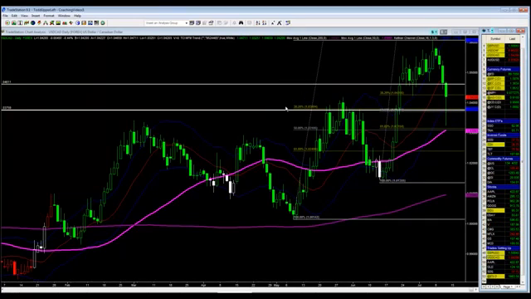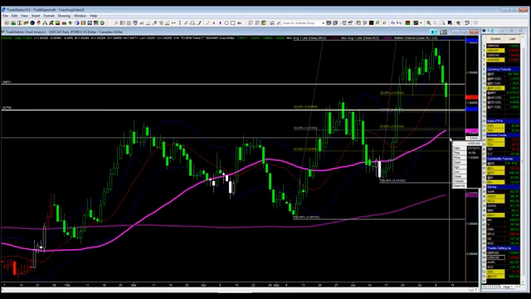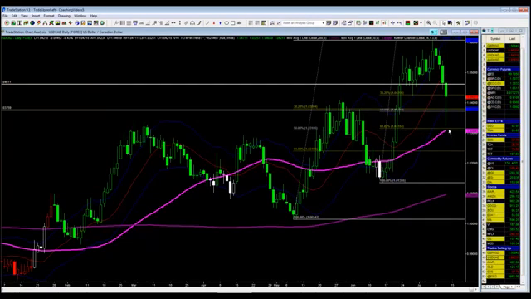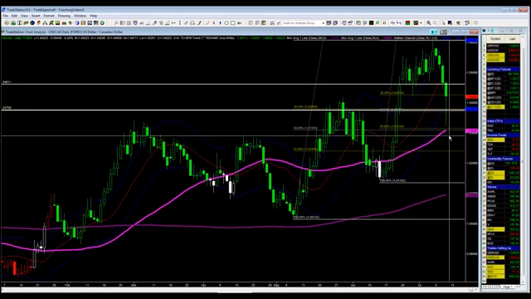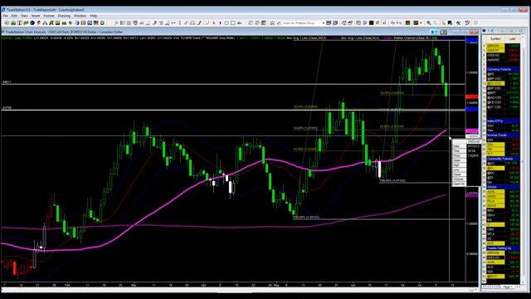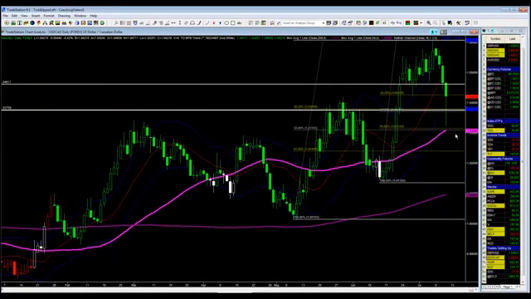Actually, my initial stop loss on that was right down in here. When I put that buy limit in at 103.75, I had a sell stop in at 102.88, which would have been sitting right here. So I've taken that out and I've moved it up to break even.